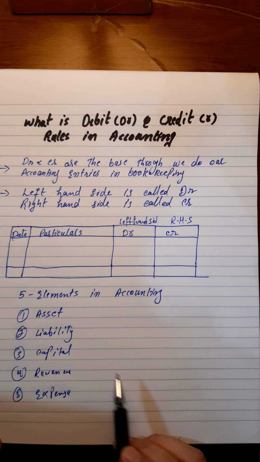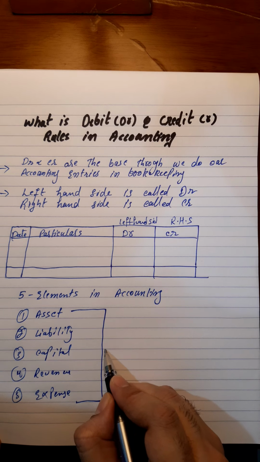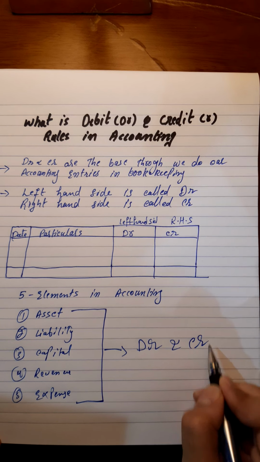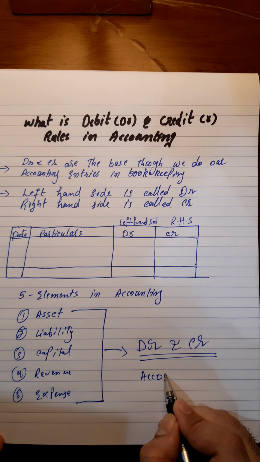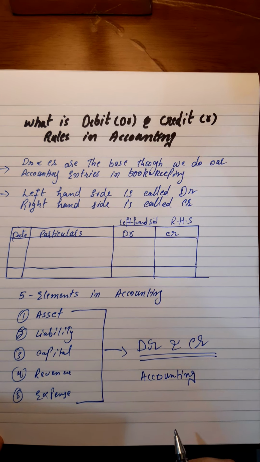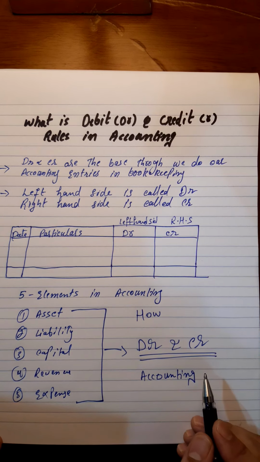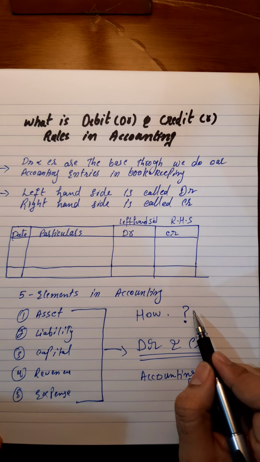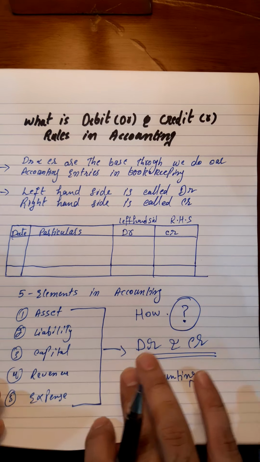Friends, in debit and credit rules, these 5 elements will be debit and credit in overall accounting. How it will debit and how it will credit, today we will learn this. Let's come to know.